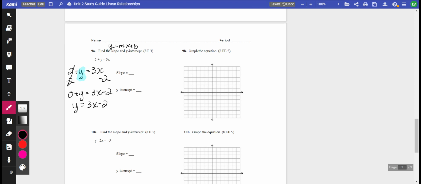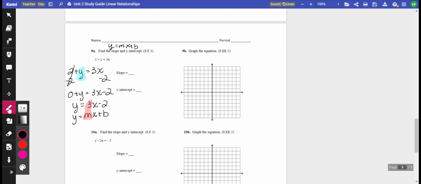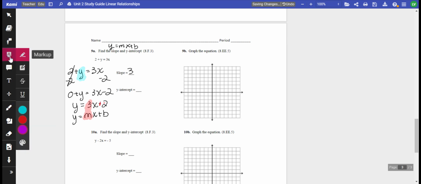Okay, so this is now written in slope-intercept form. My slope, well, hold on, y equals mx plus b. My slope is going to be 3. And my y-intercept, I'm going to check that out in a minute. All right, so the slope is 3. Then for the y-intercept, because this doesn't say plus b, I'm going to go back and change it and make that plus negative 2. So that gives my y-intercept a value of negative 2.